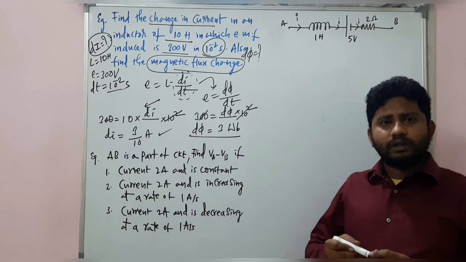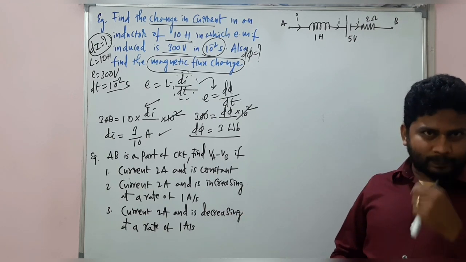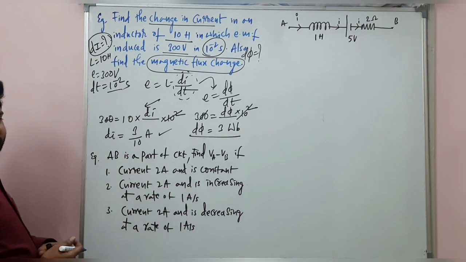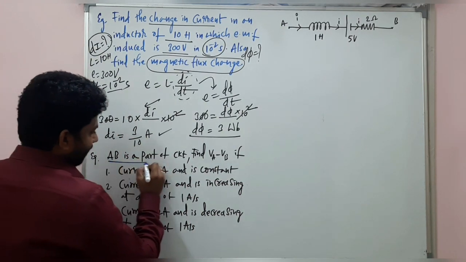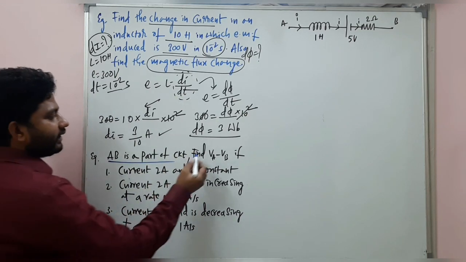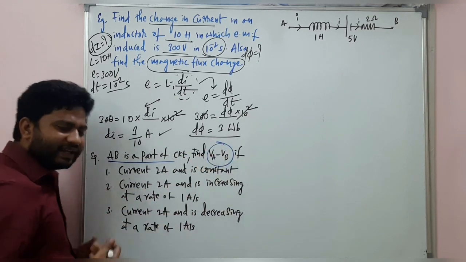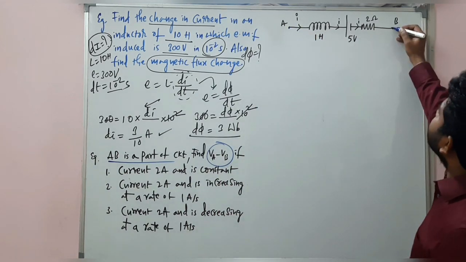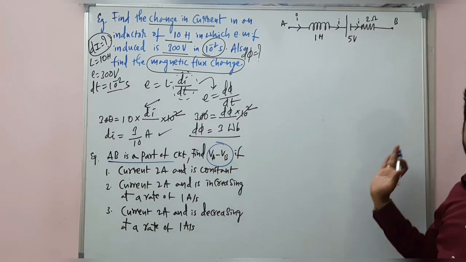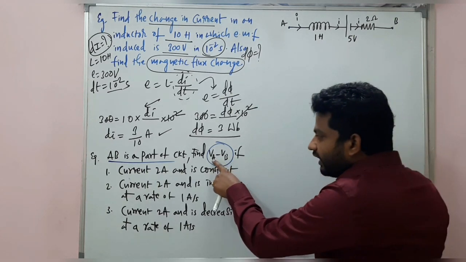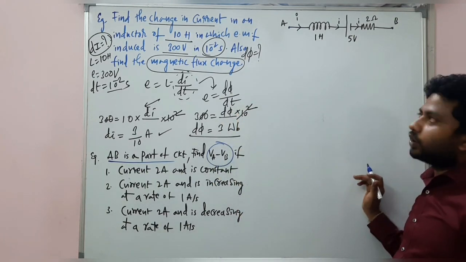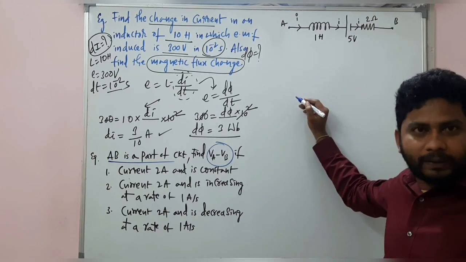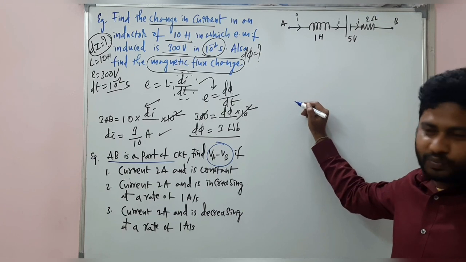Now, look at this part. AB is a part of the circuit. Find VA minus VB. Where is AB the part of the circuit here? You can see this is A and this is B. This AB is the part of the circuit, and VA minus VB we need to find out. So we need to find the potential difference between these two points.